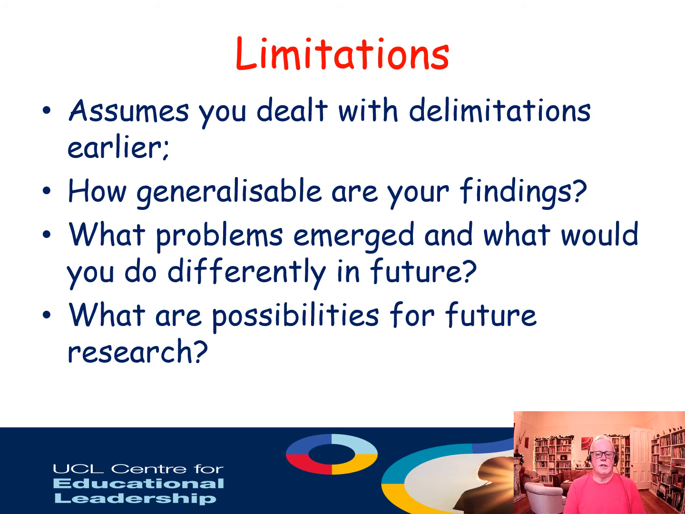You'd also need to write out what problems emerged and what you'd do differently if you were to do the same in the future. Okay? And the final part of this section is what are the possibilities for future research. Now remember, this series of slides is about writing up your research, not just writing up your dissertation, writing up your research. So in your limitations, what problems emerged? Would you do anything differently in the future? And what are the possibilities for future research? Now, everybody has possibilities for future research.